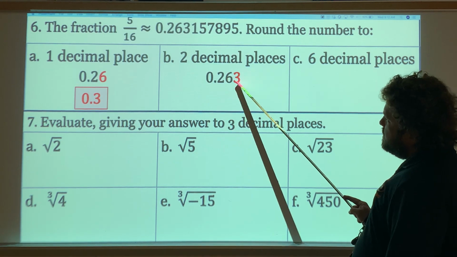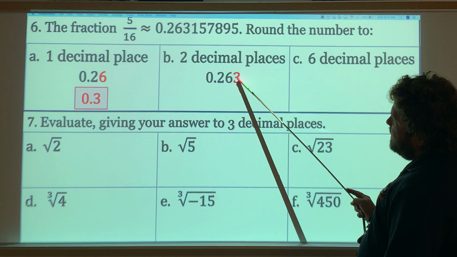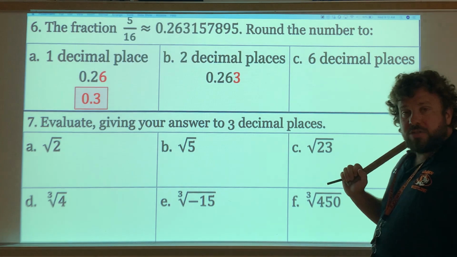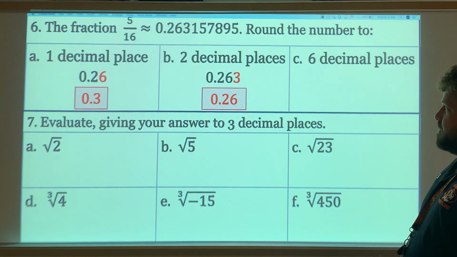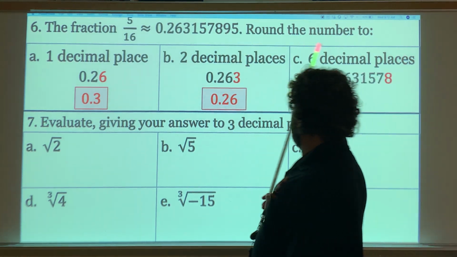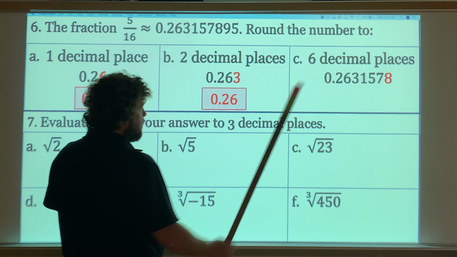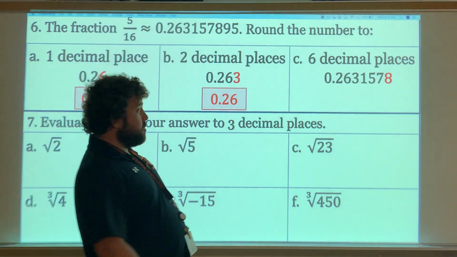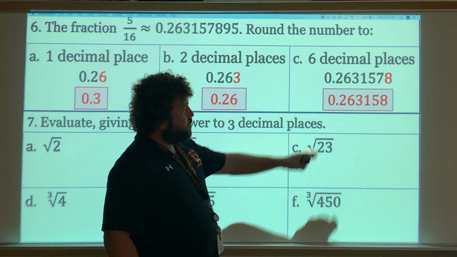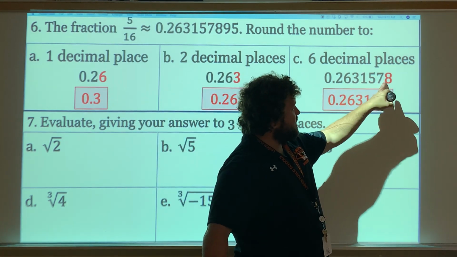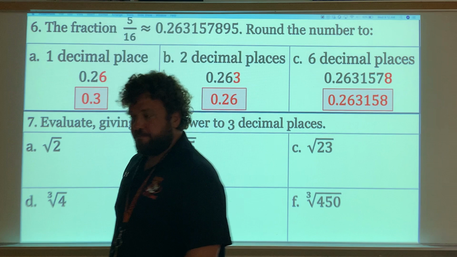0.263. The third decimal, 3, we're going to use that. That is less than 5, so we're going to just leave our answer as 26 hundredths. Got it? 6 decimal places. So we're going to use the 7th decimal place as our approximation tool, whatever you want to call it. Greater than 5, so the 7 rounds up to an 8. And our answer is 0.263158. There you go.